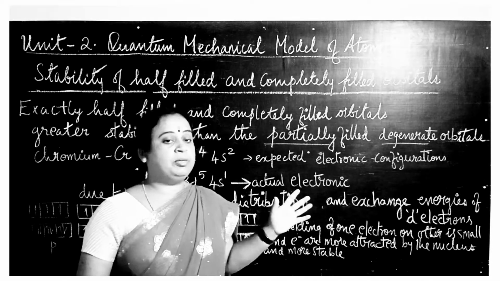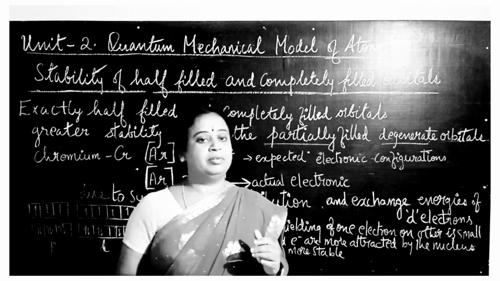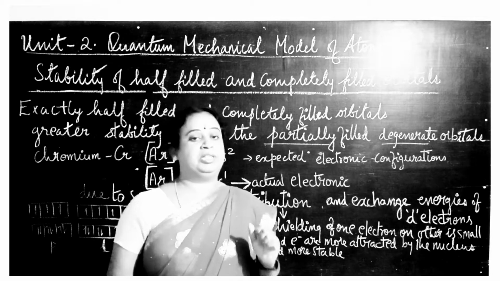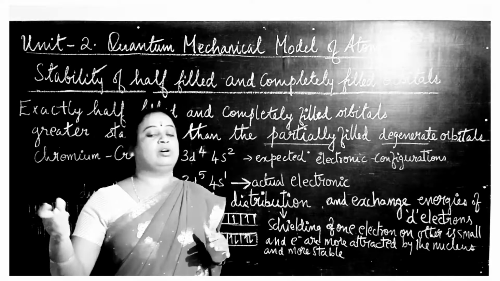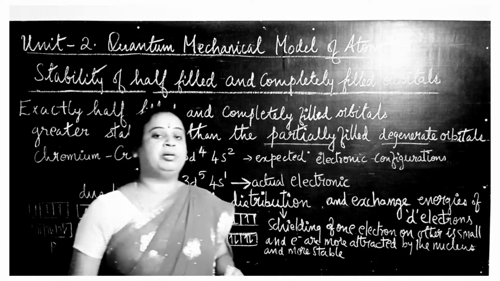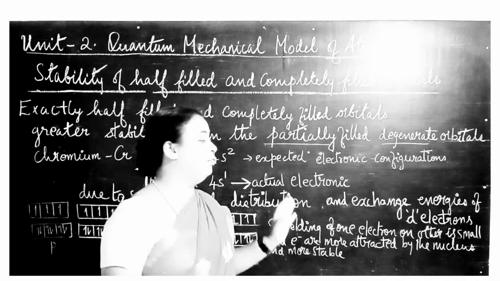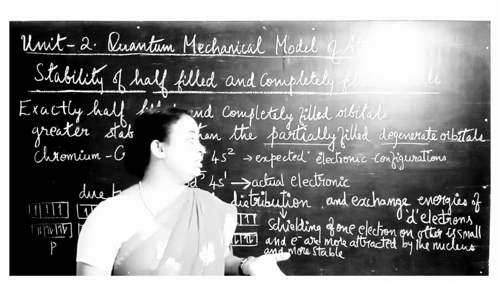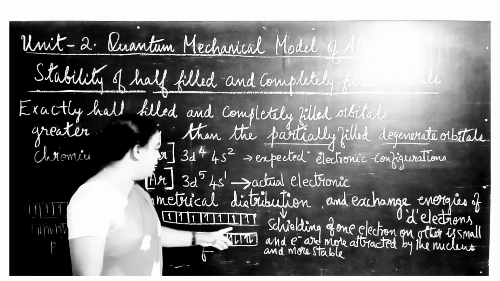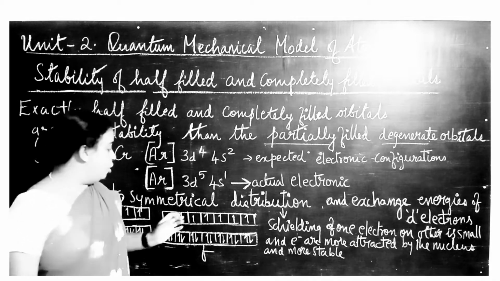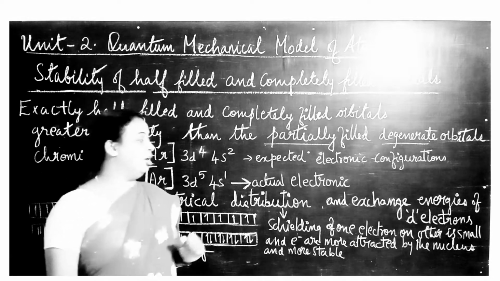Compared to s orbital, p orbital has more energy. Compared to p orbital, d orbital has more energy. F orbital has more energy than d orbital. So in the increasing order of orbitals, the energy is also increasing. In degenerate orbitals, all the types of d orbitals have the same amount of energy, so they are called degenerate orbitals. F orbitals can also be called degenerate orbitals because there are 7 types of f orbitals, all having equal energy.